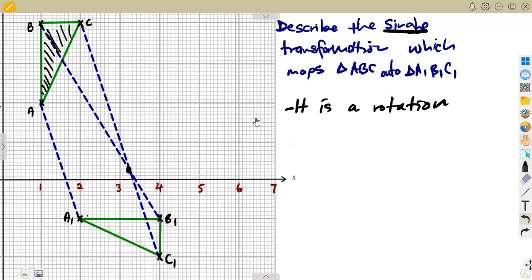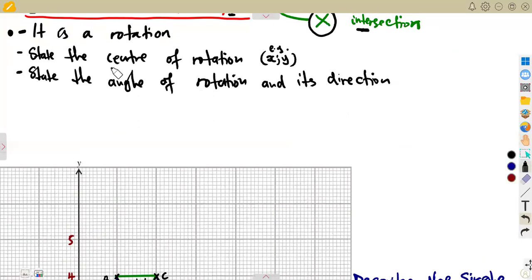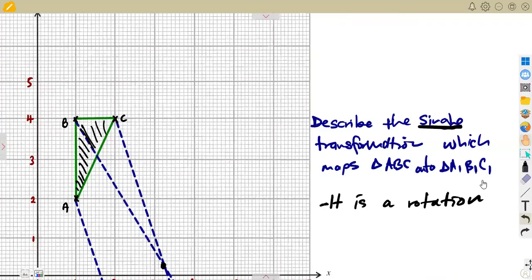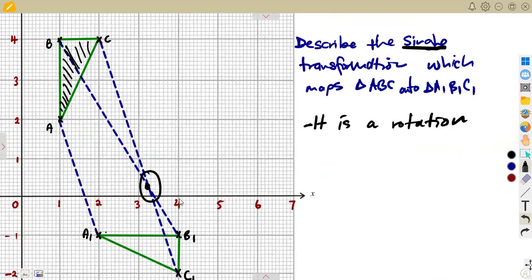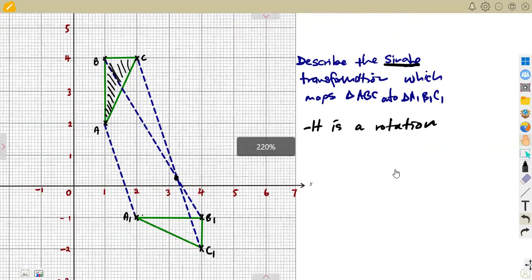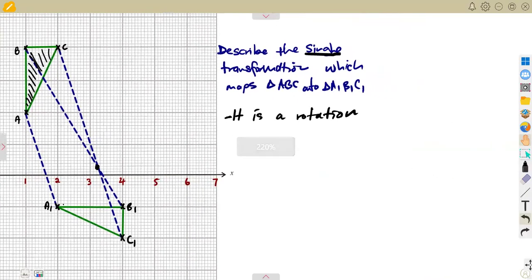So like I said, you are going to need to state the center, which is the coordinates (x, y). So do not rush to say the center is this one. No, it's not like that. There is a way that you're supposed to determine this center. All right, so to determine the center, I'm just going to determine it while explaining, on the other hand here.